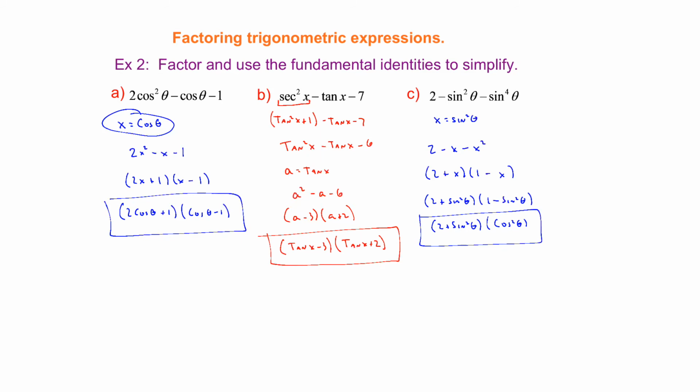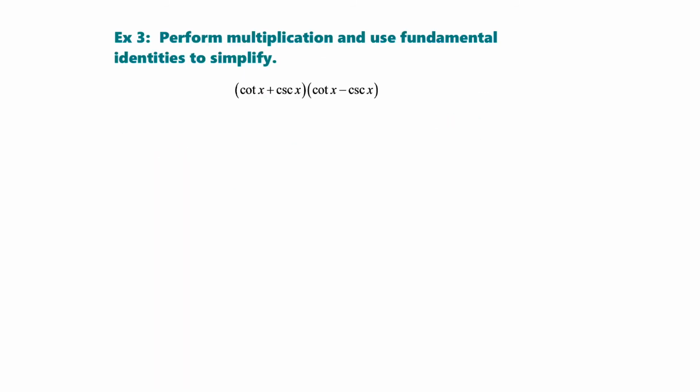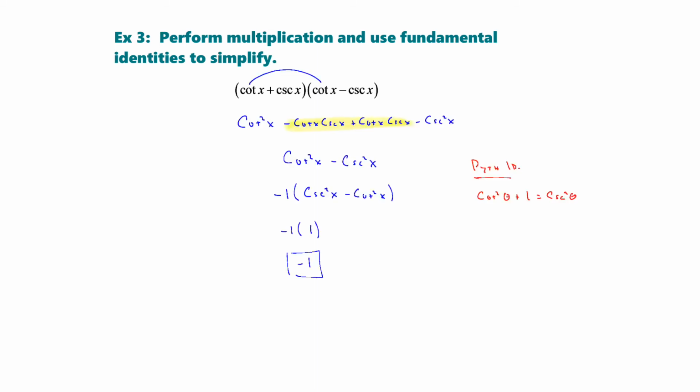So once again on this example 2, just working on some different things with factoring and kind of going from there and just trying to simplify it as much as we can. So go ahead and try example 3 on your own. I want you to perform the multiplication, so you're taking a binomial times a binomial, and then use your fundamental identities to simplify once you multiply it out. So go ahead and pause the video and see if you can do this one on your own.